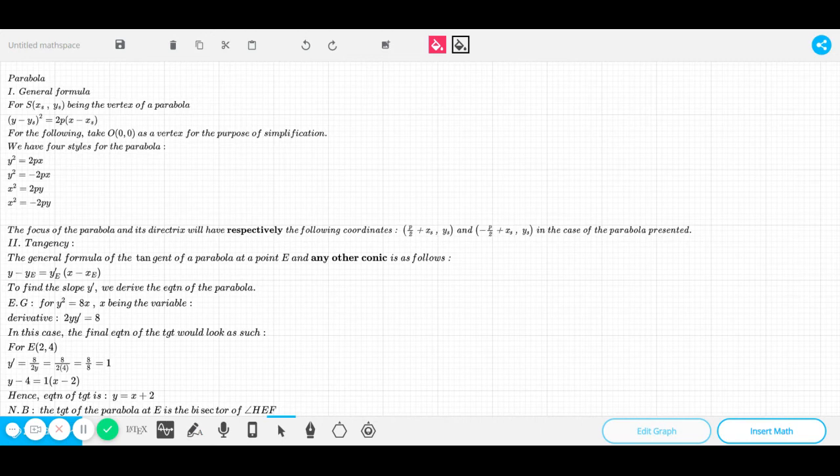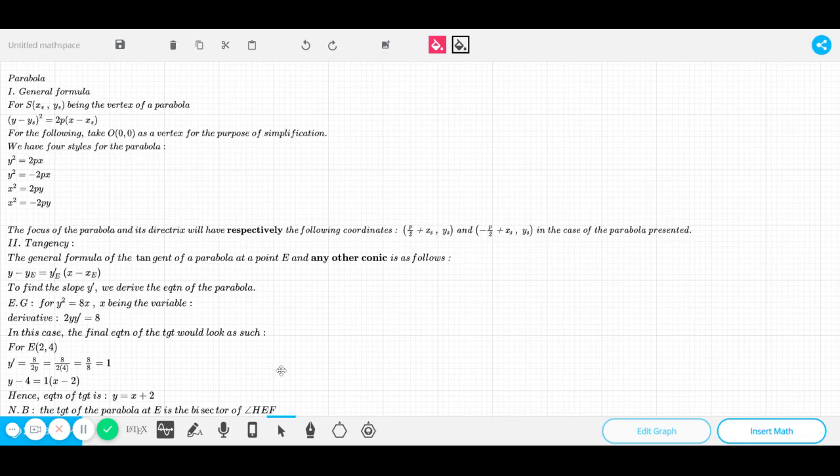Simply substitute the coordinates with the coordinates of the point of tangency. So 8 over 2y would be equal to 8 over 2 times 4, which means it's equal to 8 over 8, which means that y prime, in this case the slope, is equal to 1.